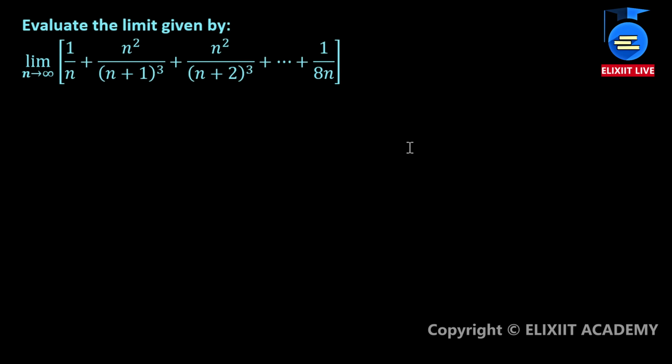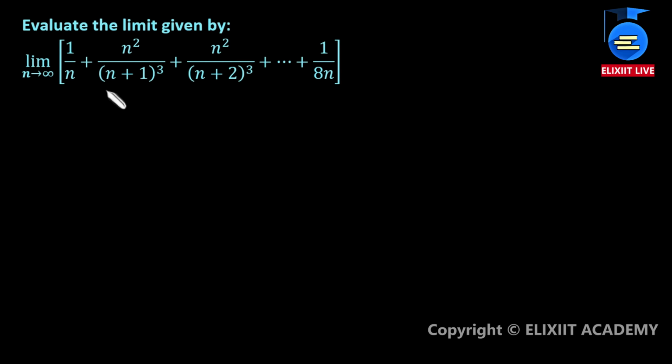Okay, now we have this question. Evaluate this limit given by 1 by n plus n square by n plus 1 whole cube. I told you, any of these formats can be given, and first of all, you have to represent this in terms of sigma. Maybe you have to simplify in some cases, or maybe you do not have to simplify, it is directly visible.